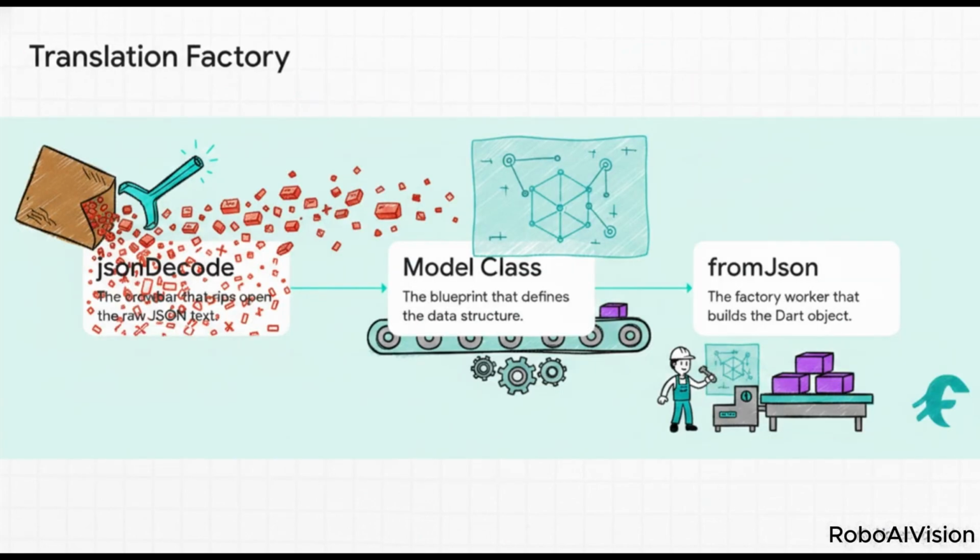But here's the catch. Because raw JSON is basically just a giant paragraph of dumb text, we have to send it to the translation factory. We use JSON decode like a crowbar to rip open the text into a dictionary. Then we provide our model class blueprint and let our from JSON factory worker pull the raw materials and build a smart, perfectly organized Dart object. Your app can't do much with raw text, so this step is a total game changer.